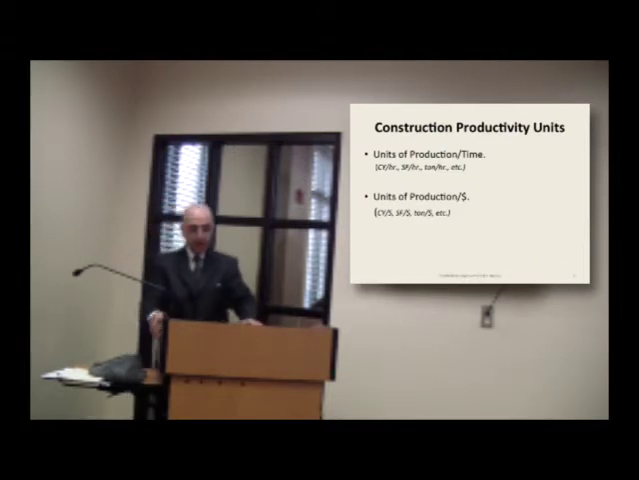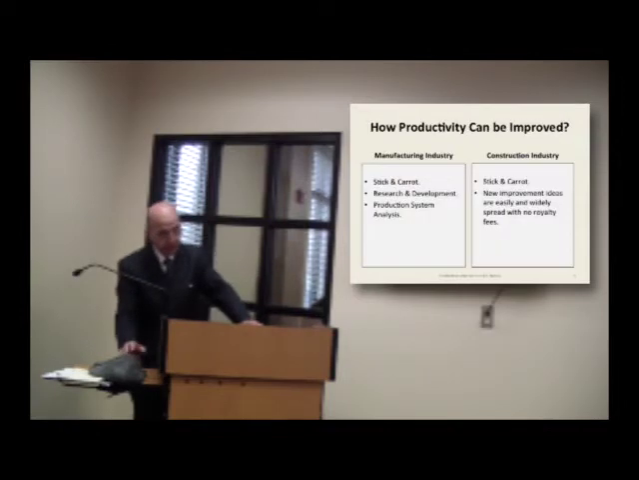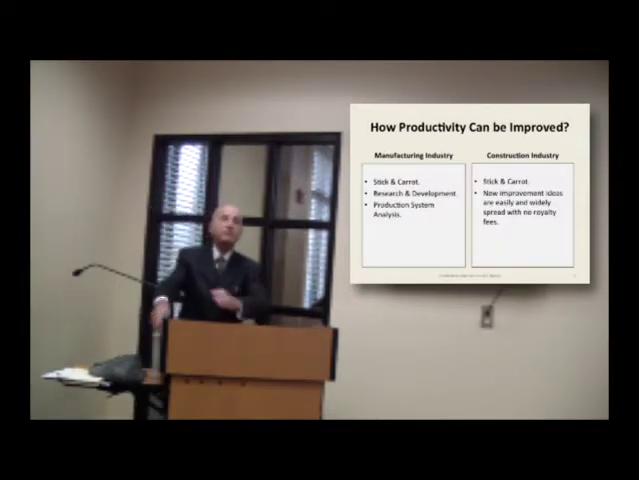Construction productivity is units of productivity per time. Could be cubic yard per hour, square foot per hour, ton per hour, etc. Units of production per dollar could be how much it costs you per cubic yard or square foot or something like that. How can productivity be improved?